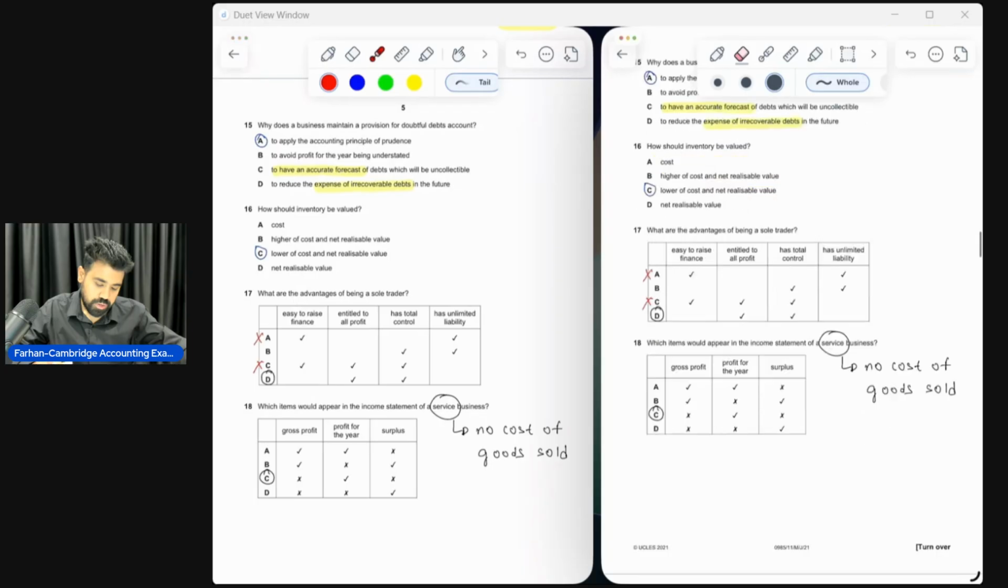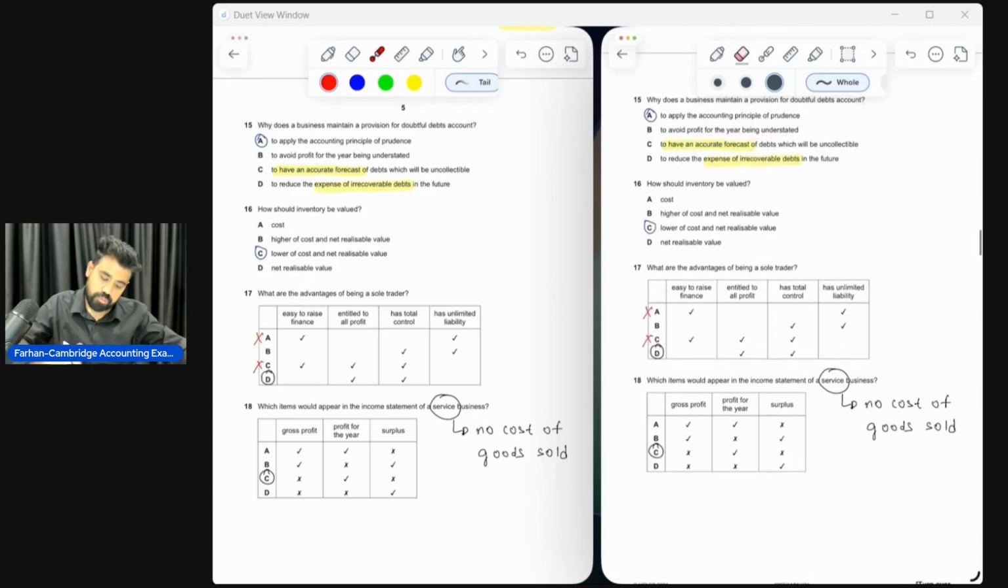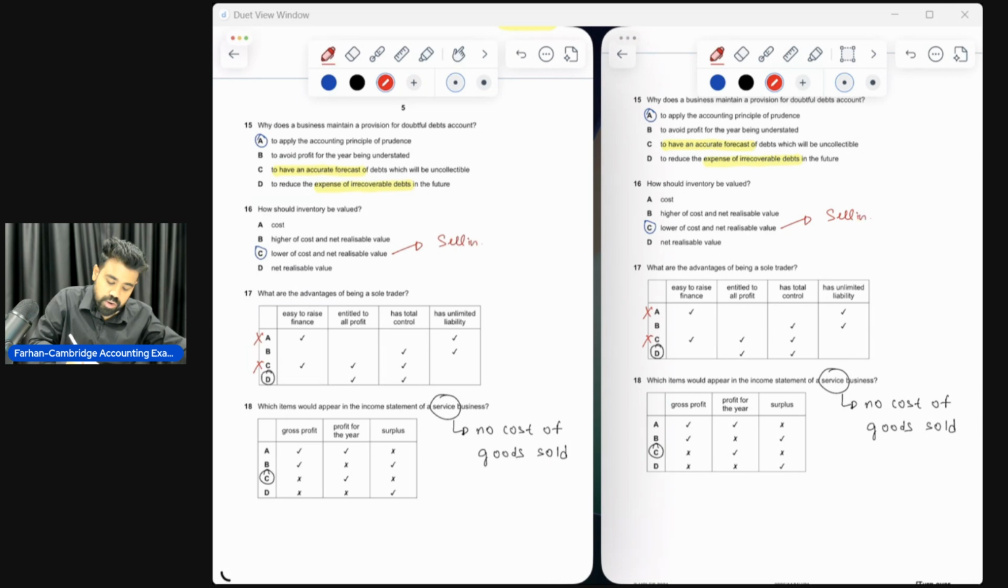What about number 16? How should inventory be valued? Always remember, it is valued at lower of cost and net realizable value. What do we understand by net realizable value? The net realizable value refers to the difference between the selling price and selling expenses. What do we understand by selling expenses?